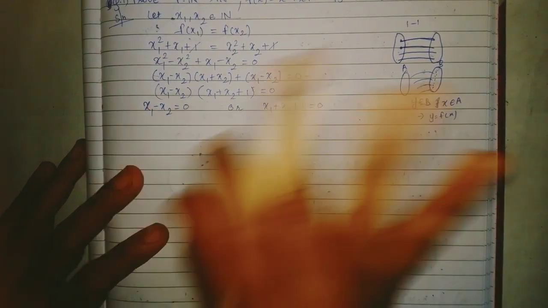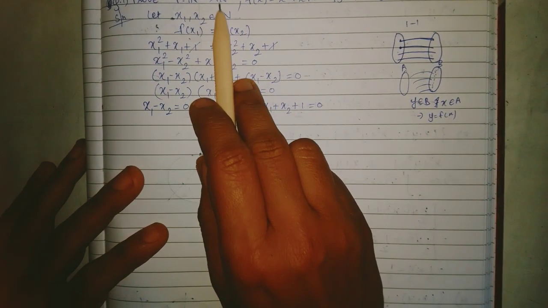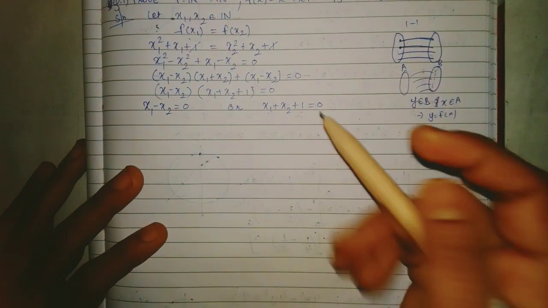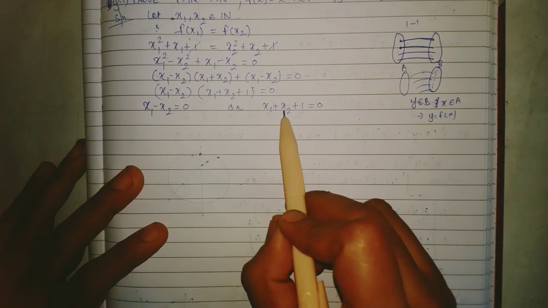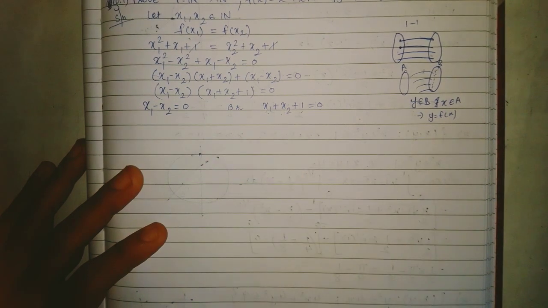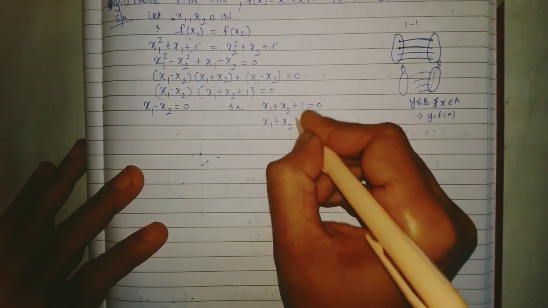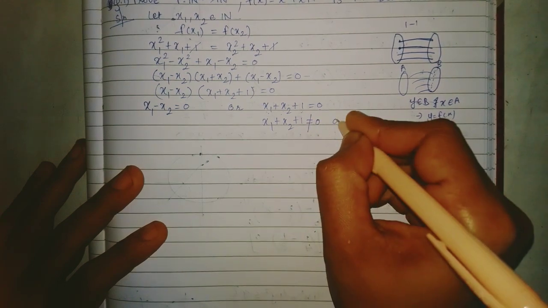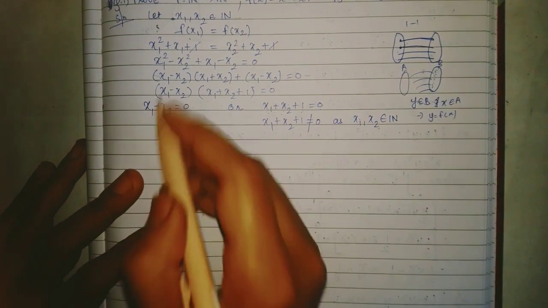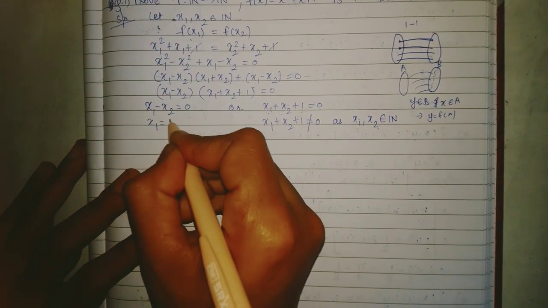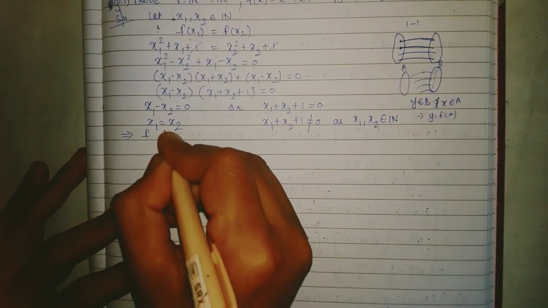Now this cannot be equal to 0 because x1, x2 lie in the natural numbers. So natural numbers can't be negative. To make this answer 0, there has to be some 0 and minus 1, right? So negative numbers are not there in natural numbers. So we can write that x1 plus x2 plus 1 is not equal to 0 as x1, x2 belong to natural numbers. So the possibility that remains is this. So this shows x1 is equal to x2. So we have proved that f is one-one.